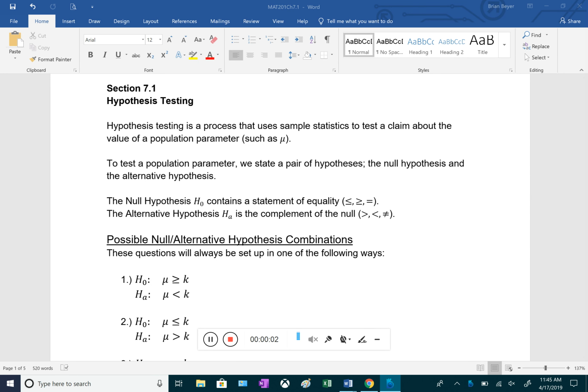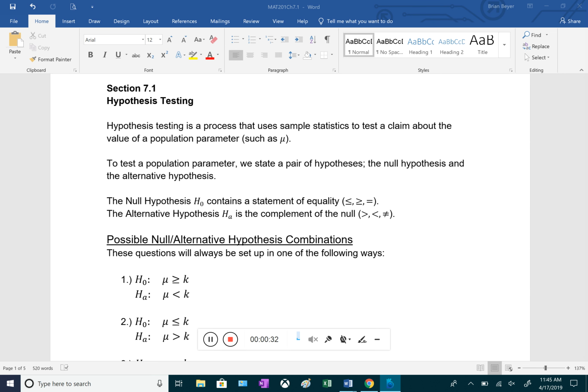So chapter 7.1 is going to be an introduction to hypothesis testing. Hypothesis testing is a process that uses sample statistics to test a claim about, in this case, the population mean mu. In the questions, we're going to be given a claim about the mean for the whole entire population, and we're going to test the validity of that claim given sample statistics.